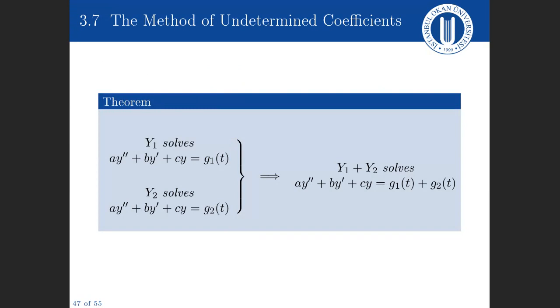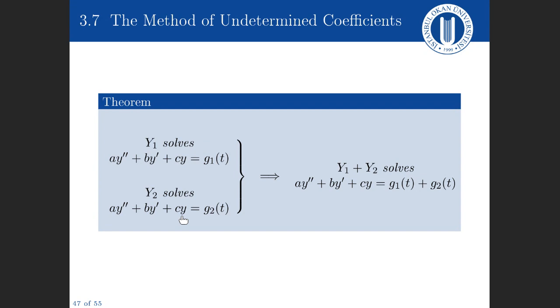Now it's time for a theorem. Let's suppose we have 2 differential equations. a y double prime plus b y prime plus c y is equal to g1(t), and using the same numbers a, b, and c, suppose we also have a y double prime plus b y prime plus c y is equal to g2(t). We have the same left side but different functions on the right. And let's suppose we know a particular solution to each of these equations. Let's suppose we know that y1 is a solution to the first equation, and we know that y2 is a solution to the second equation.